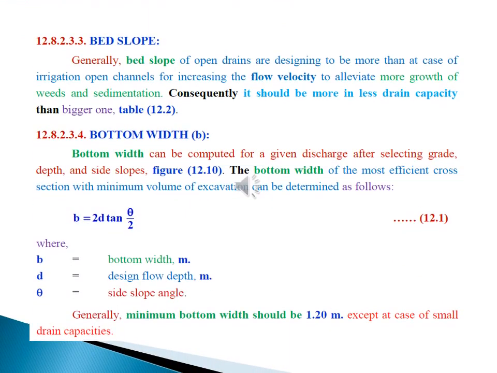Bed slope. Generally, the bed slope of open drains is designed to be greater than in the case of irrigation open channels, for increasing the flow velocity to alleviate more growth of weeds and sedimentation. Moreover, bottom widths can be computed for a given discharge after selecting grade, depth, and side slope by following the enclosed equation.